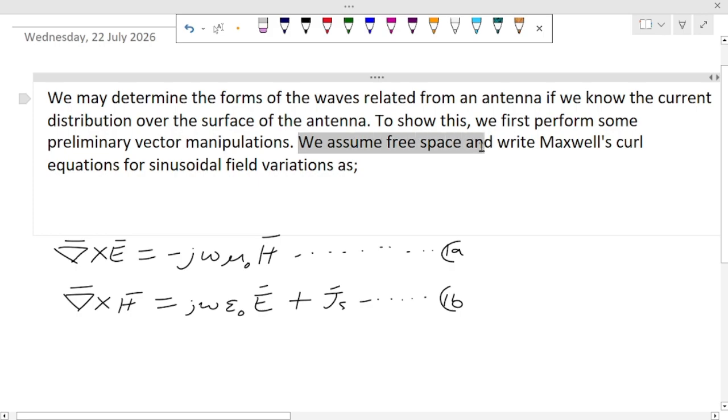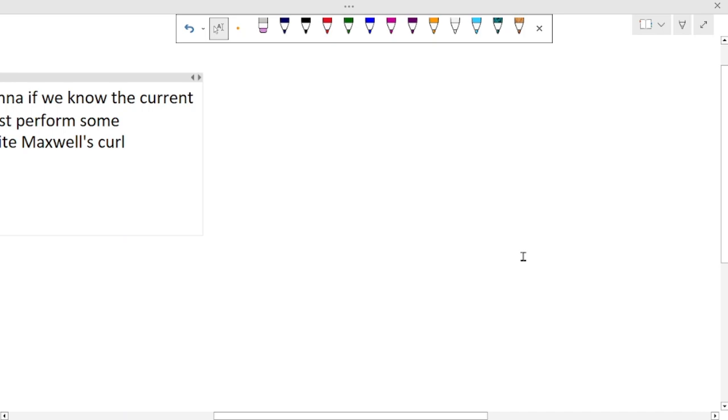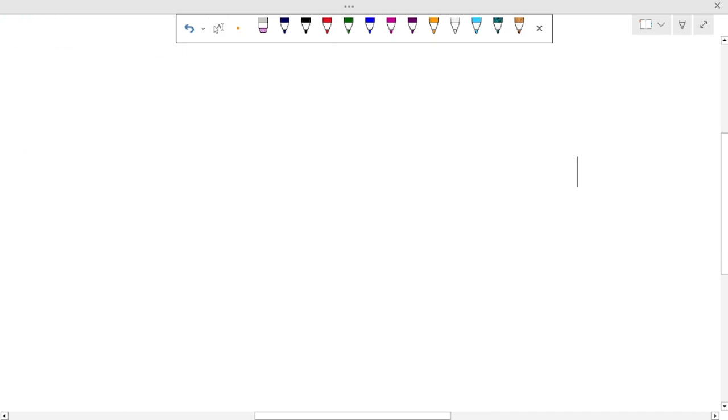Now, to perform this manipulation, listen carefully. We have to assume free space. Why are we even assuming free space? Why don't we assume something else? Why this assumption? The reason is this. If you want to do something for a start or test something, you will have to focus on that particular thing. Let's say you want to, okay, let me just make things easy.